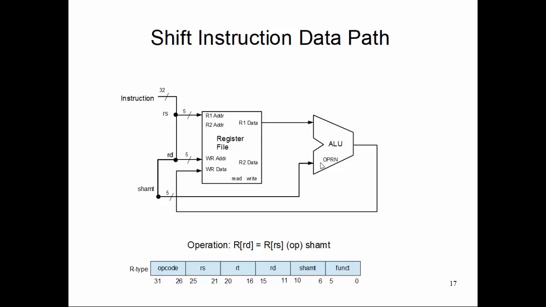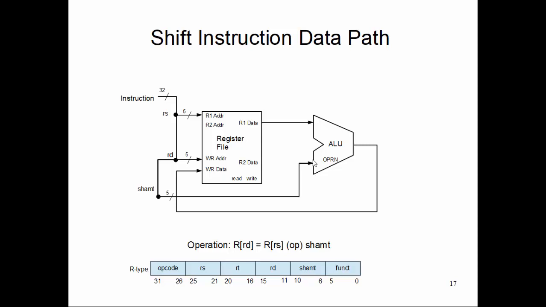There is, of course, one little thing we need to take care of. This operand input port is 32 bit and the shift amount is 5 bit. So we need to actually pad the input of operand 2 in the ALU with 27 zeros. That's easy. Basically, you just ground those 27 bits for this operation, right? So that's the shift data path.